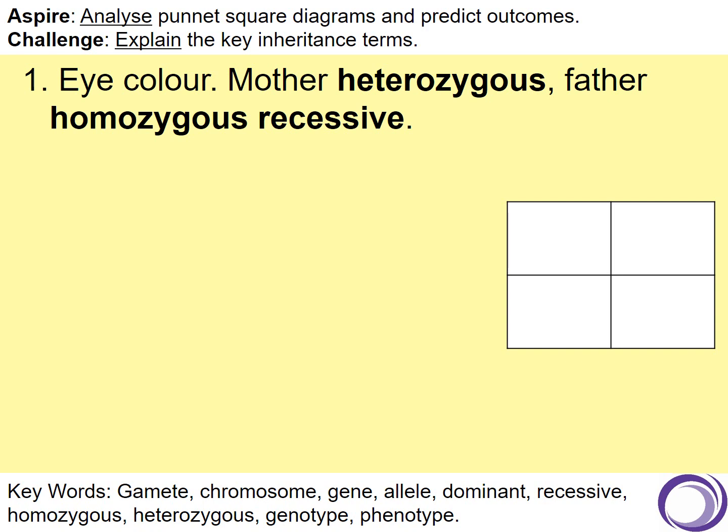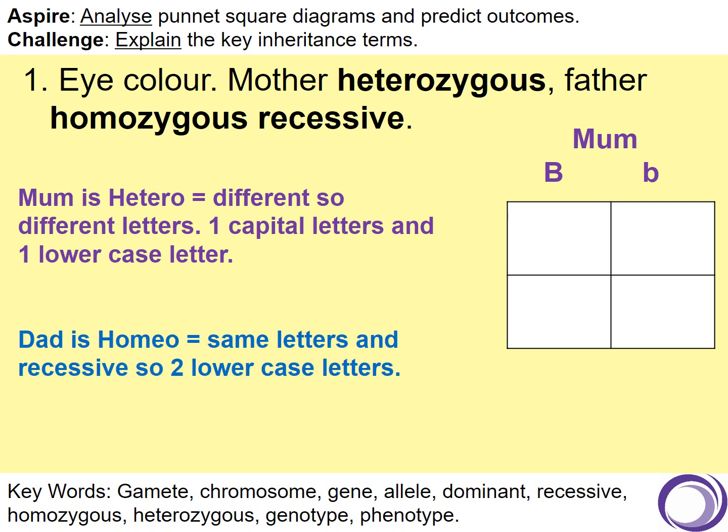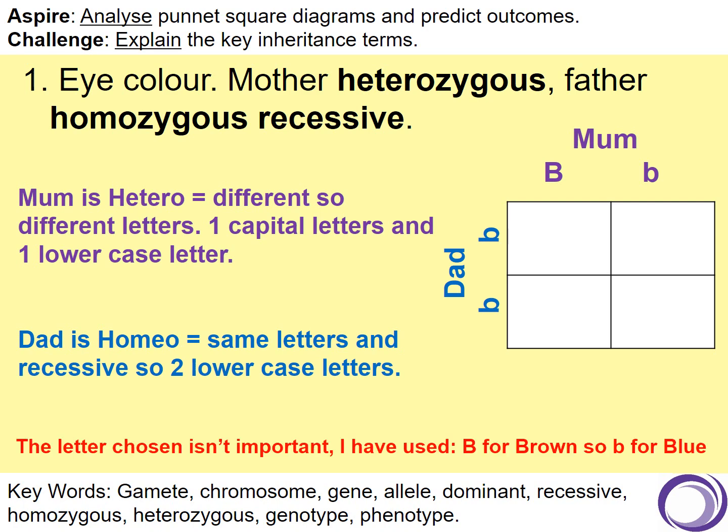Okay, so mum, heterozygous, means different, so different letters, 1 capital letter, 1 lowercase letter. I suggested you use B, so capital B, small b. Dad, homozygous, recessive. So homozygous means the same letters. Recessive means they are lowercase. So you should have had small b, small b. And then if you do the cross, you should have ended up with big B, small b for the first box, 2 small b's for the second box, big B, small b for the third box, and 2 small b's for the last box. So it asked about eye colour.